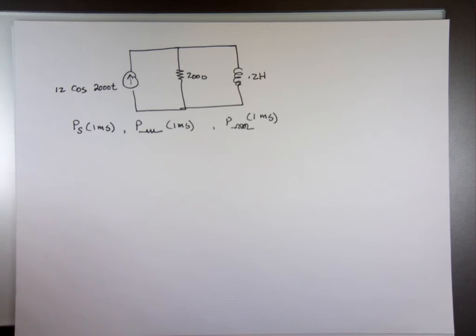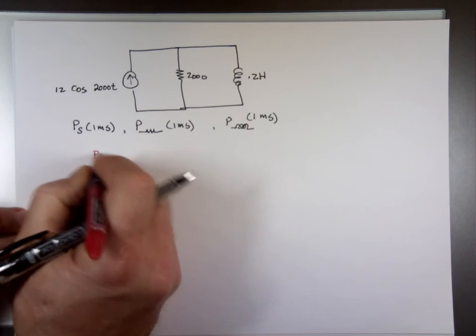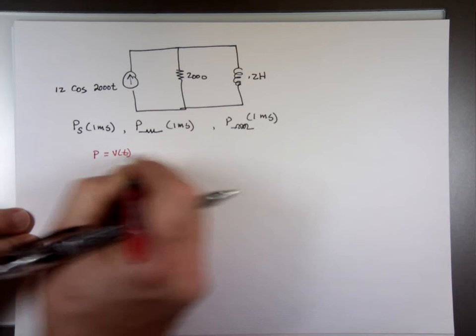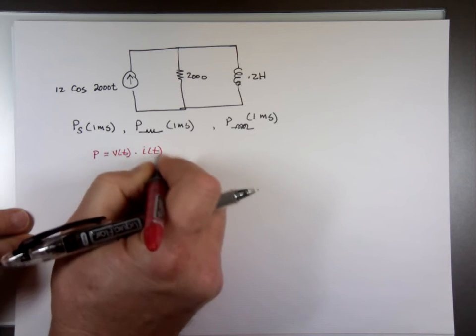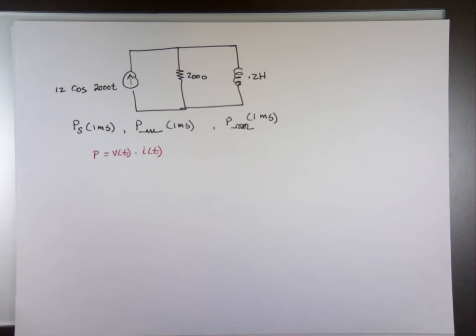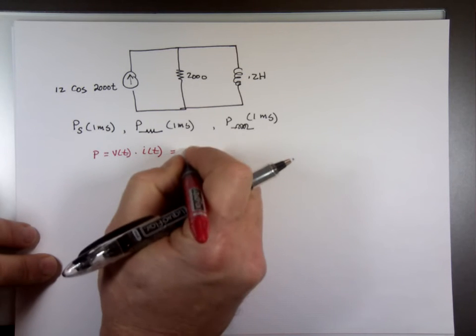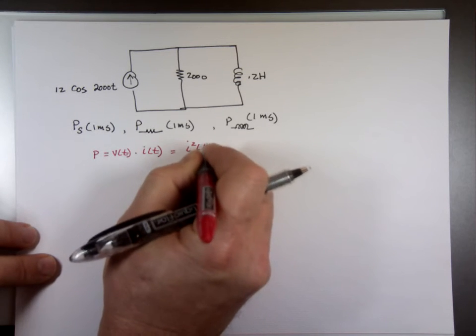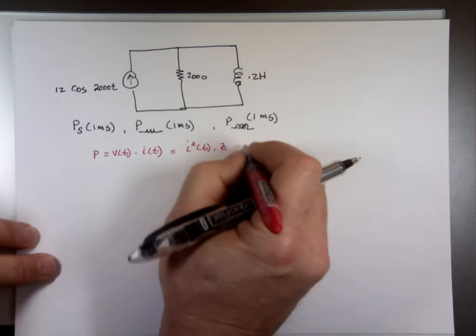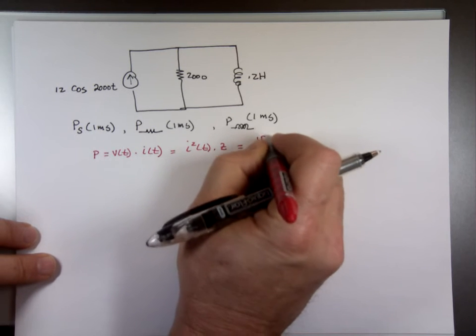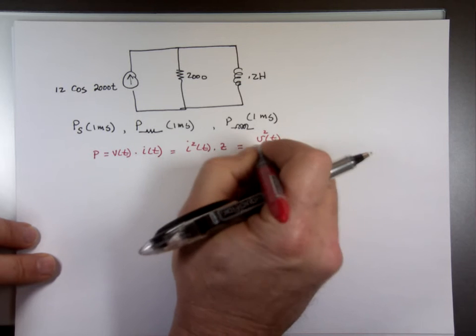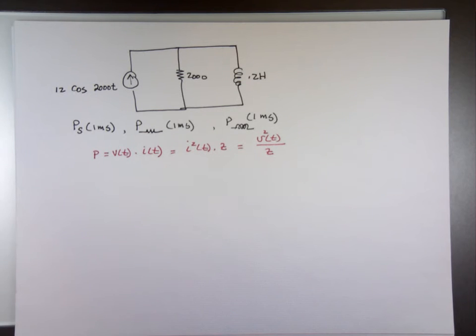Well, we know power equals voltage times current. Instantaneous. So if I know the voltage through each one, we can calculate the power. Or if you remember, it's I squared times R, in this case times Z, using Ohm's law. Or the voltage squared divided by Z. You can use any one of them.